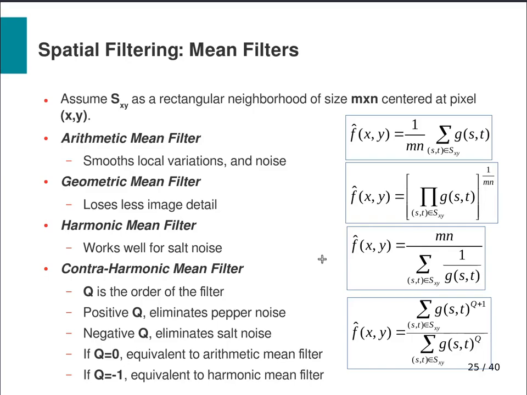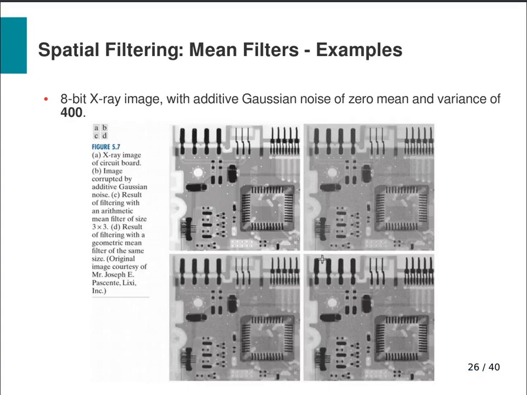So let's just see how they perform for images. Here we have an 8-bit X-ray image on the top left corner, and on the top right corner we added Gaussian noise of 0 mean and a variance of 400. On the bottom left you see the result of filtering with an arithmetic mean filter of size 3 by 3, and on the bottom right you see the result of filtering with a geometric mean filter of size 3 by 3.